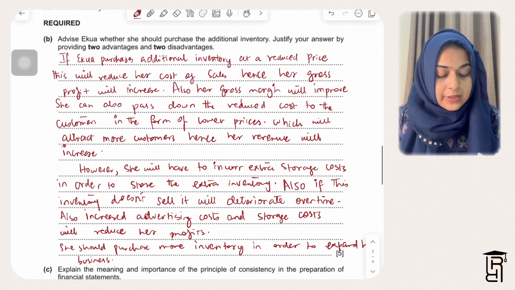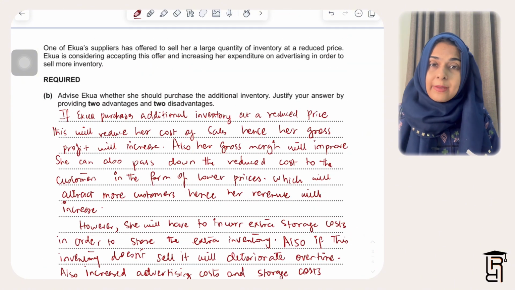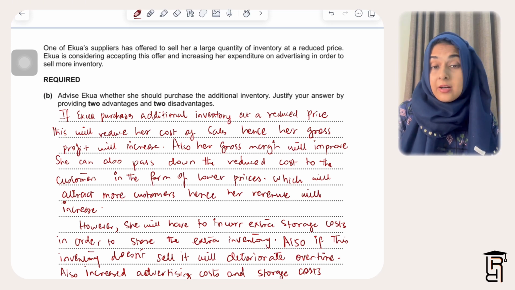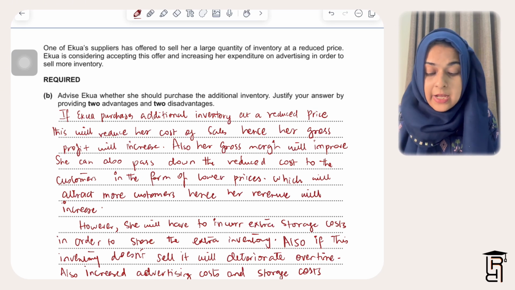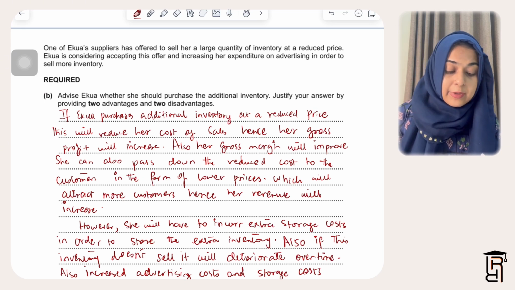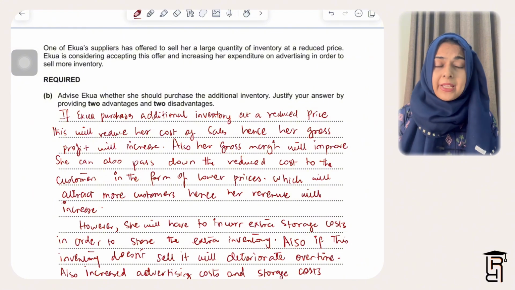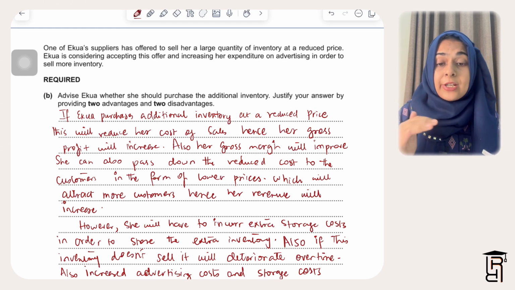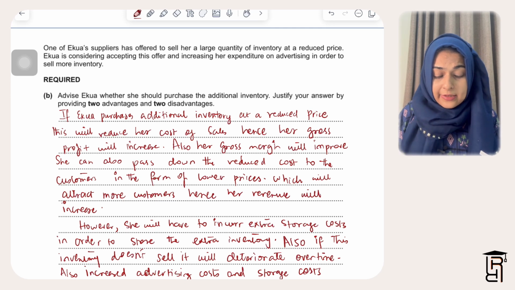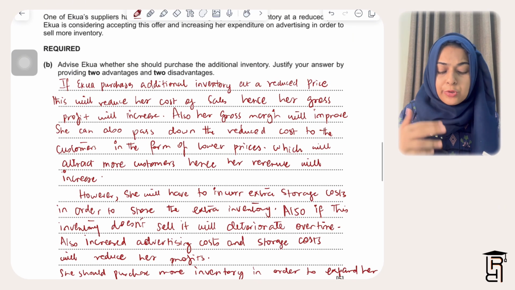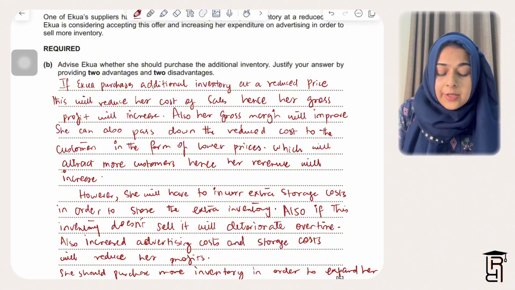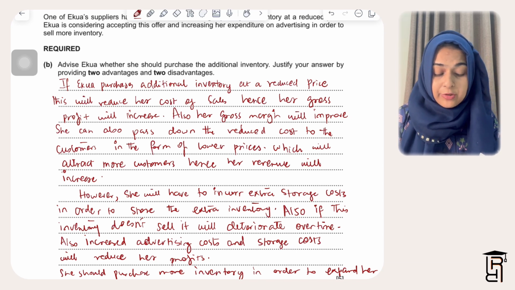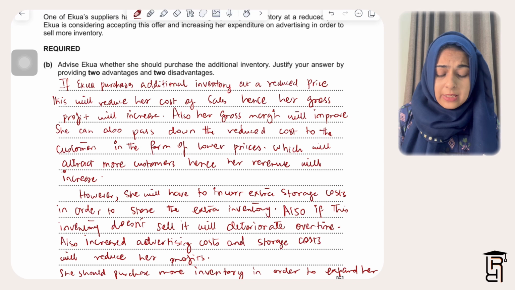In the next part, I have written this for you guys, also to save time for this video. Here they are saying one of Equa's suppliers has offered her to sell her a large quantity of inventory at a reduced price. Equa is considering accepting this offer and increasing her expenditure on advertising in order to sell more inventory. So simply Equa will buy this inventory at a reduced price, and then she'll spend money on advertising and try to sell this extra inventory in the market. So what they want you to do is analyze the situation and give two advantages and two disadvantages of this particular situation. So here I have written this for you guys.